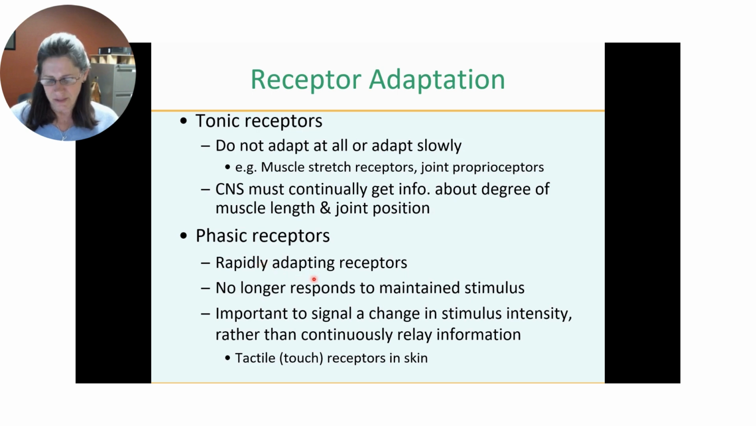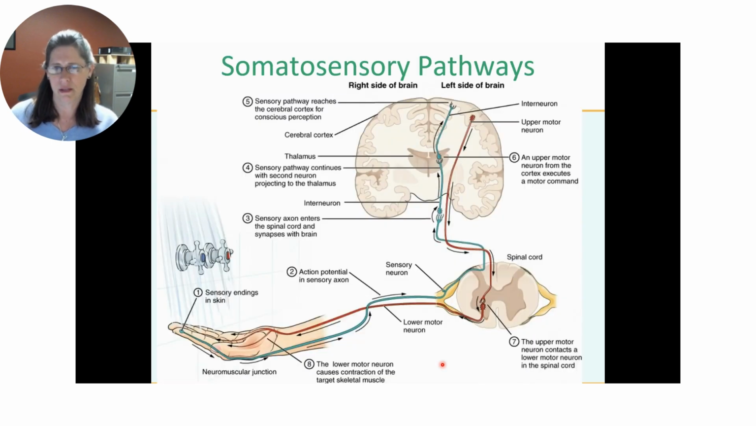A phasic receptor is a rapidly adapting receptor, so it doesn't respond to a maintained stimulus. That's like an experiment you'll do. I believe you'll still do it in the lab, and you can try this at home. Put a penny or a small coin on your hand and you'll feel it. But look away, think of other things. You'll stop feeling it after a while. Those are phasic receptors. A good example there is the tactile or touch receptors of the skin. Tonic and phasic.